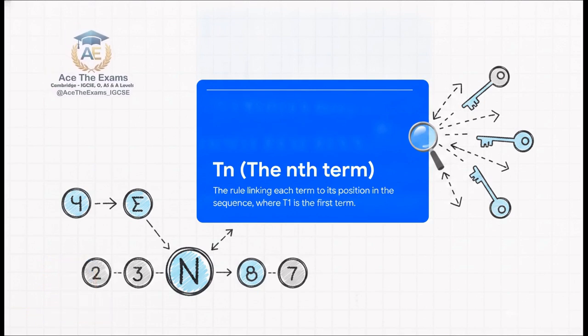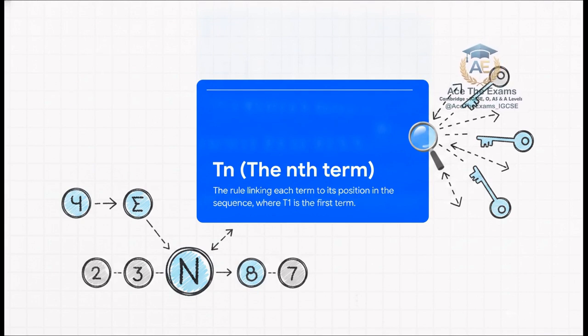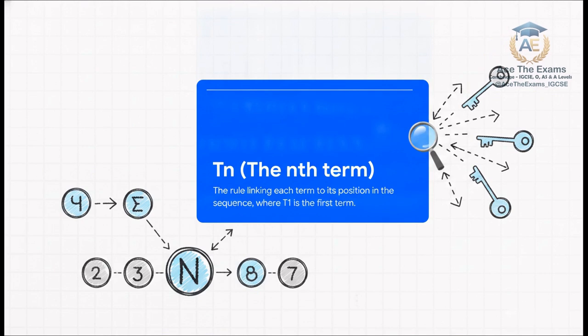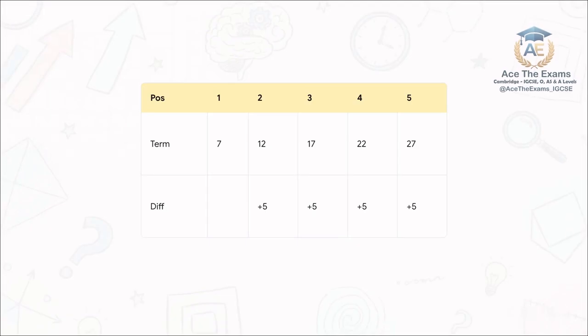You absolutely must explicitly establish that you are looking for T sub n. We are shifting our mindset from a simple term-to-term rule, like saying, oh, just add 5, to a robust position-to-term rule. This type of rule links each term directly to its position number, which we represent with the letter n. By establishing this variable right out of the gate, you are signaling to the examiner, hey, I know exactly what structural framework this question demands. Let's see this in action.